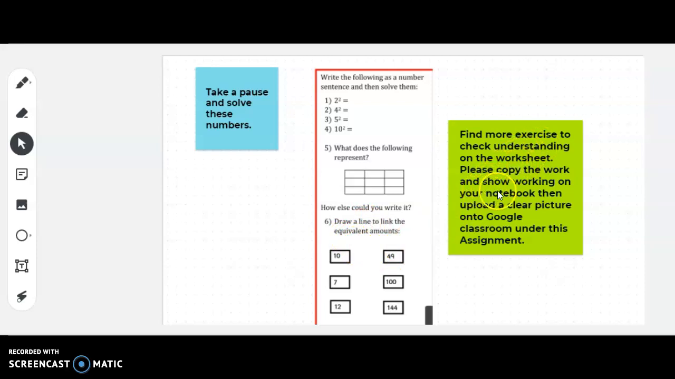Please copy the work and show your working in your notebook. Then upload a clear picture onto Google Classroom under this assignment.